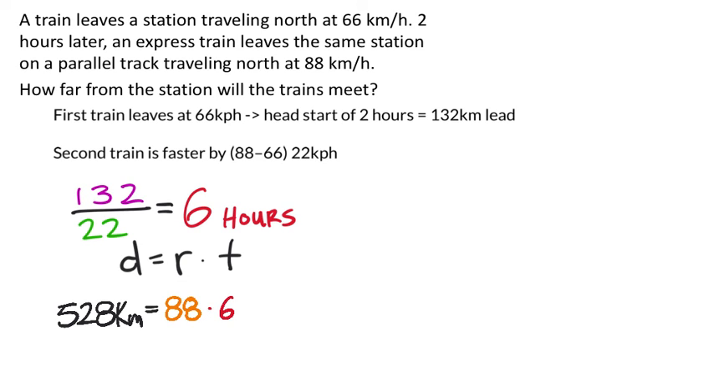Now, if we've done this correctly, we should be able to do this with the first train and get the same value. The first train was traveling at 66 kilometers per hour. And checking this, and I make this mistake all the time, I would just do times 6, and then we would see that they're not the same. The problem is that the first train not only traveled for the 6 hours, it also had a 2-hour lead. So we actually have to multiply by 8 total hours. So 66 times 8, enter, and we get 528. So we see that based on this information, they both traveled 528 kilometers.